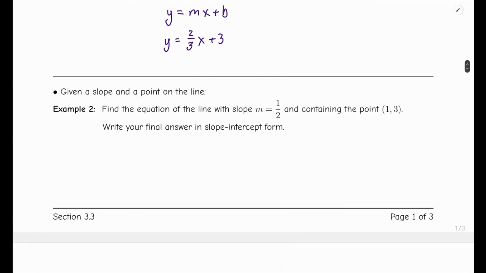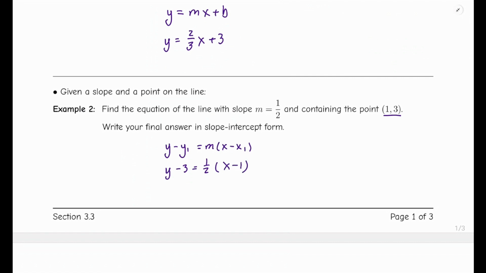Given a slope and a point on the line, find the equation of the line with slope m equals 1/2 and containing the point 1, 3. Write your final answer in slope-intercept form. Now the point 1, 3 is not the y-intercept because that x value is not 0. So this time I'm going to use point-slope form. So then we get y minus 3 equals 1/2 (x minus 1).